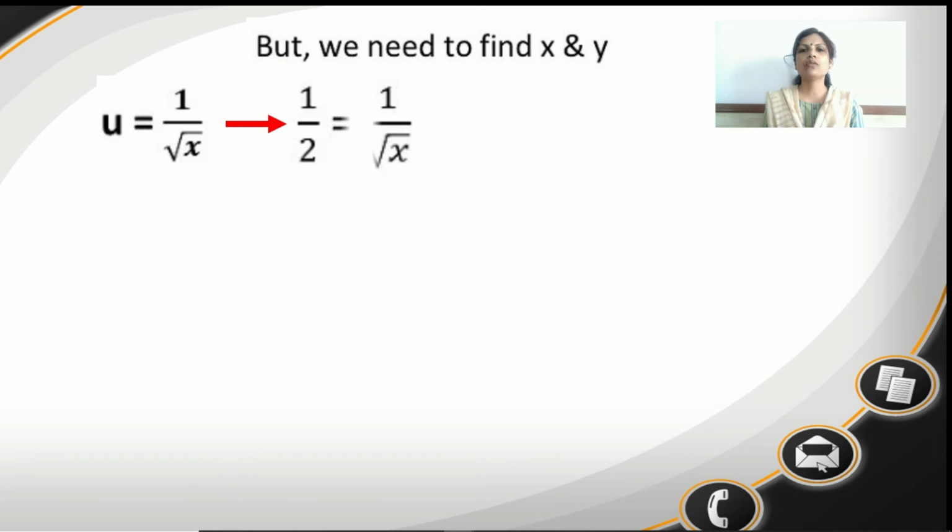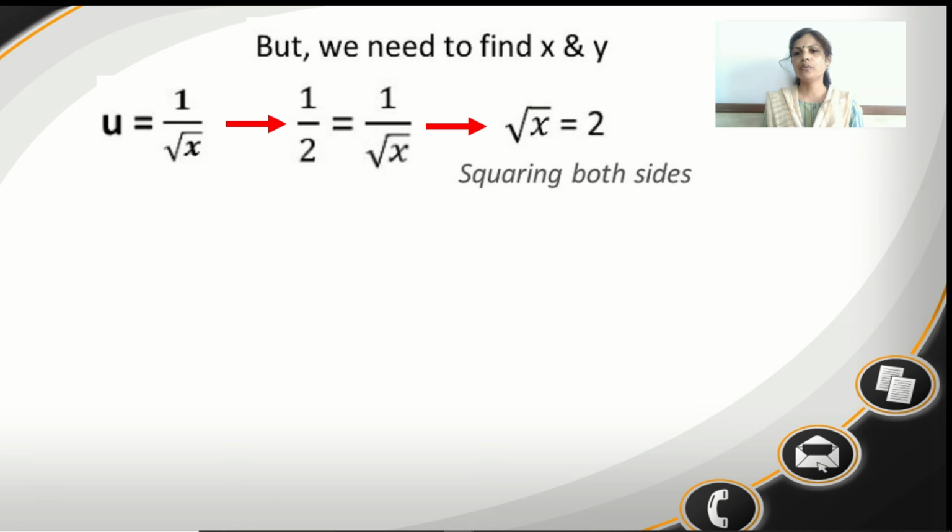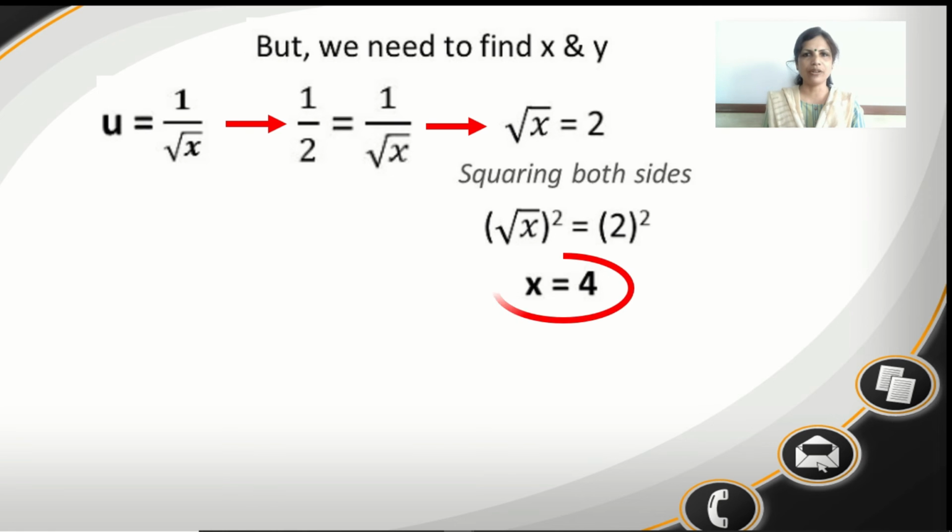So 1 by 2 is equal to 1 upon root x. Then what will we do? Root x is equal to 2. We'll take the reverse of both the terms. So square root x is equal to 2. If we square both the sides, we'll get root x square is equal to 2 square. Root x square is x. So x is equal to 4 is our first value.